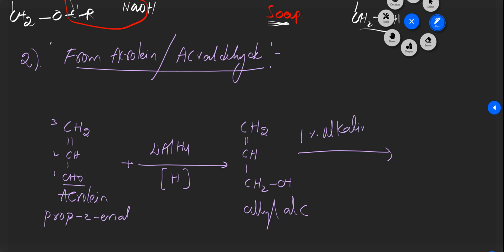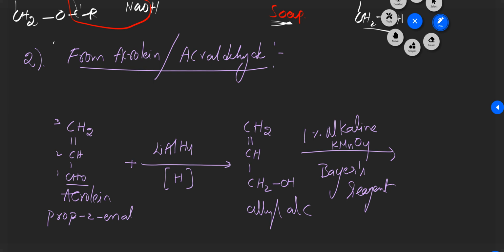The allyl alcohol is going to react with 1% alkaline KMnO4. What is this reagent? This reagent is called Baeyer's reagent. Baeyer's reagent is also a strong oxidizing agent. It is going to oxidize wherever unsaturation is present. The primary alcohols are not going to undergo further oxidation.